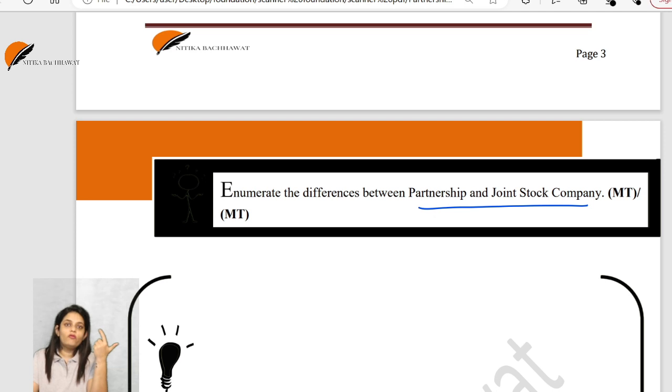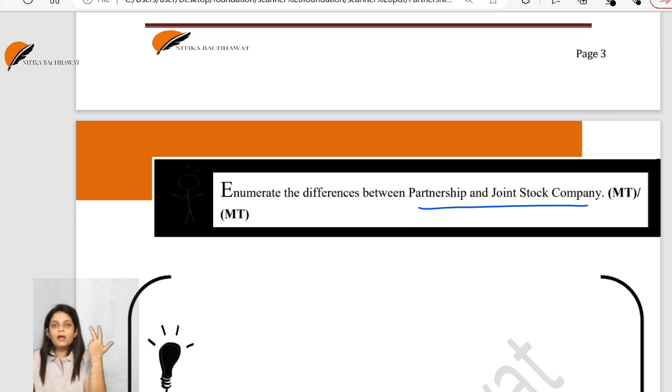Shares are not easily transferable in a partnership. I need the consent of all the partners. But in case of a company, the shares are freely transferable. In a private company, we can put restrictions, but we cannot say that the shares are not transferable. Whereas in a public company, they are freely transferable.